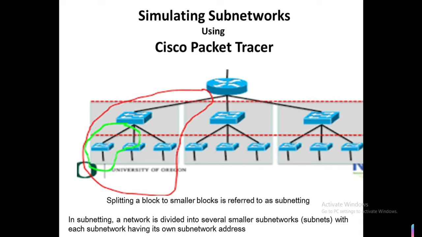Hello all. In this video we will see how to do subnetting using Cisco Packet Tracer. This is a very simple exercise to demonstrate how subnetworks are created out of a given network. Subnetting is basically splitting a block into a small set of blocks, where each sub-block is itself a network, and we call it a subnetwork.